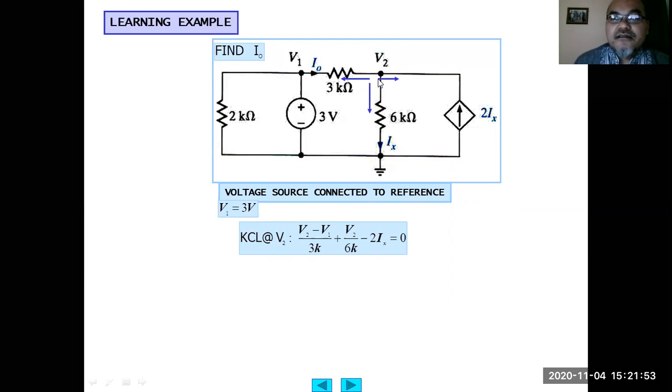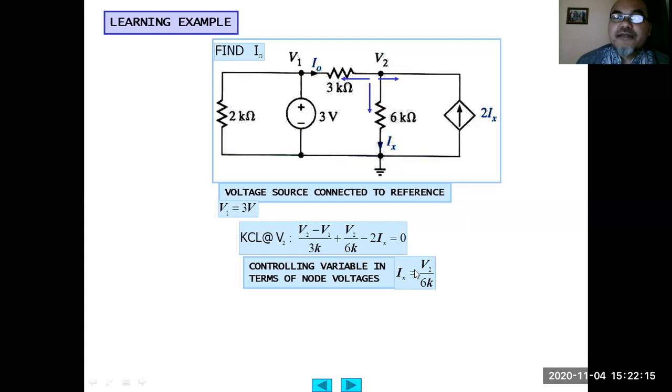V2 minus V1 divided by 3K plus V2 minus 0 divided by 6K. Then, since this current is entering the node, the sign will be negative: minus 2 Ix equals 0. Then you have to express Ix in terms of the other parameters within the circuit. Ix is the current flowing through the 6 kilo ohm resistor, so using Ohm's law, Ix equals V2 divided by 6K.